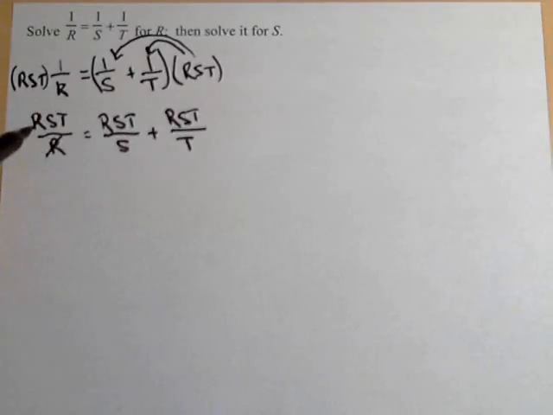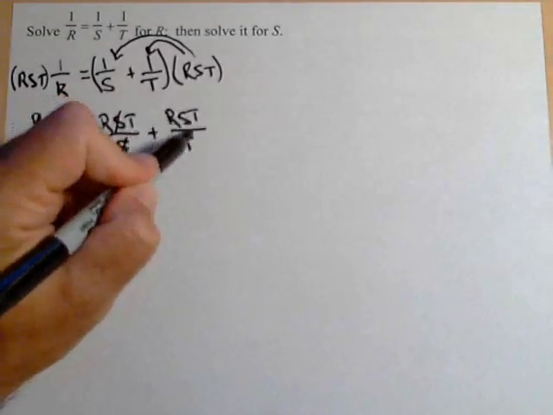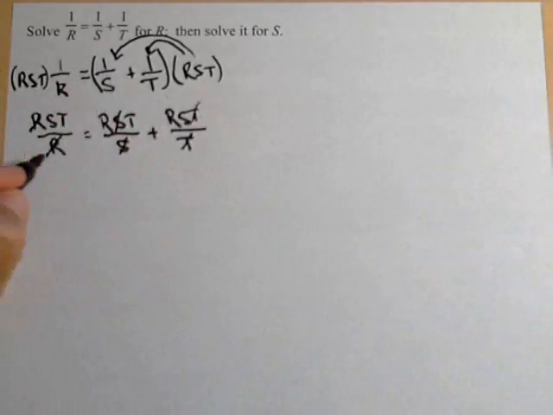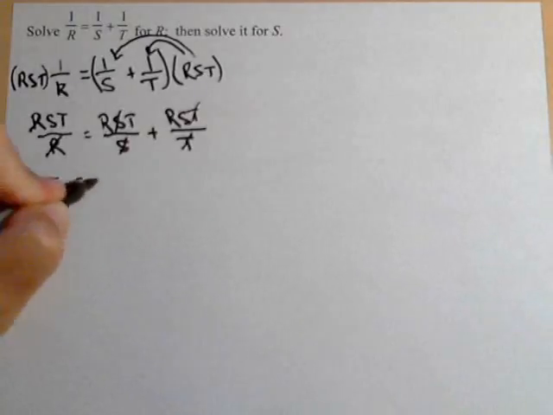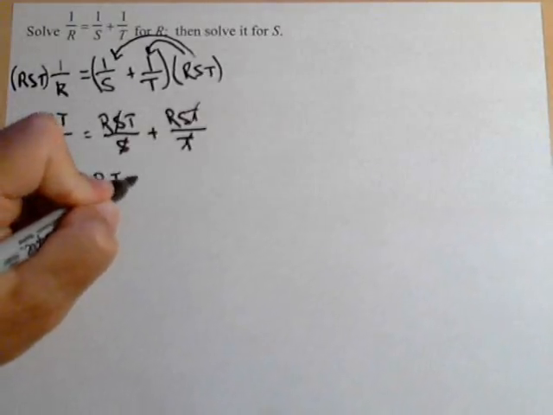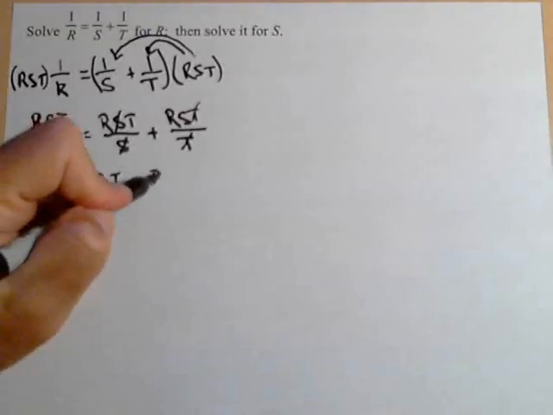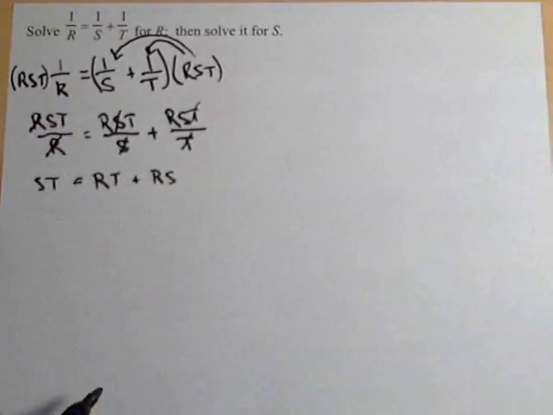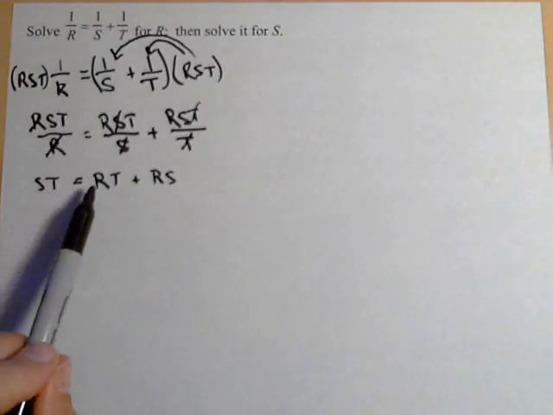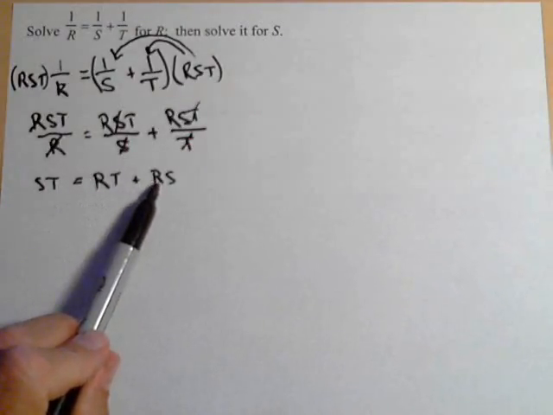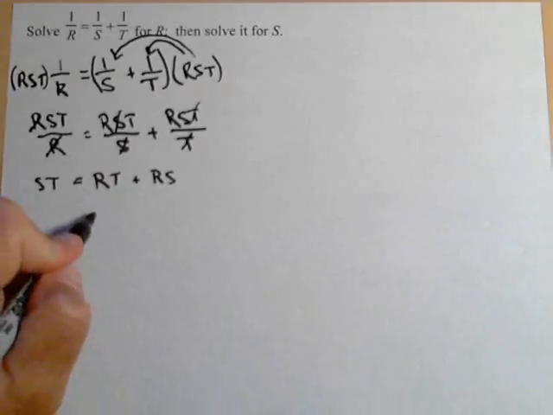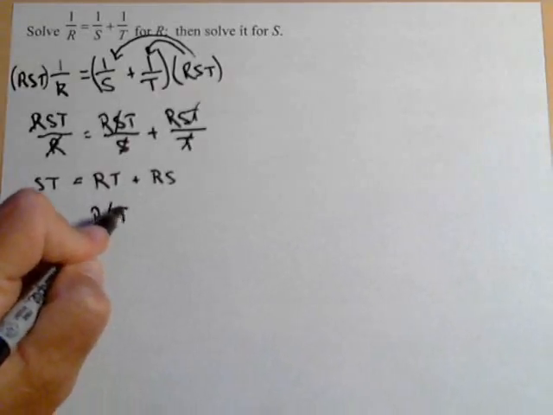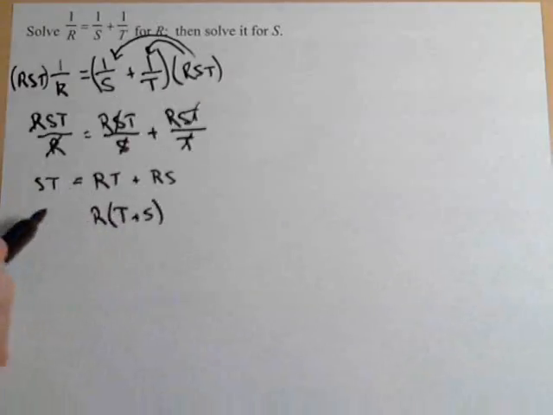Now we cancel. So the r's cancel here, the s's cancel here, and the t's cancel here. So we get a much more simplified equation. We get st equals rt plus rs. And so our first goal is to solve for r. We're pretty much set up for it. Both terms have r on the same side, so we're going to factor that out. So r times (t plus s) equals st.